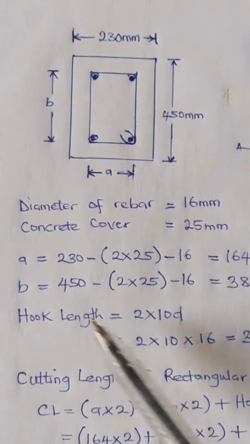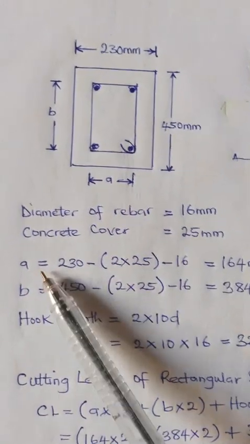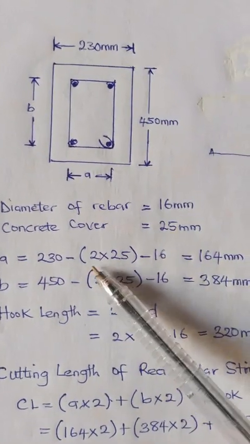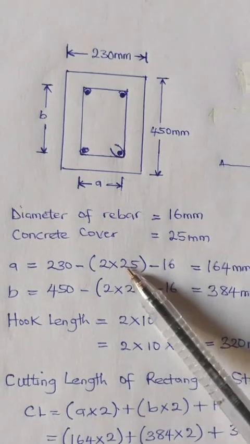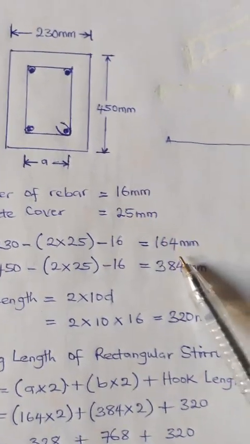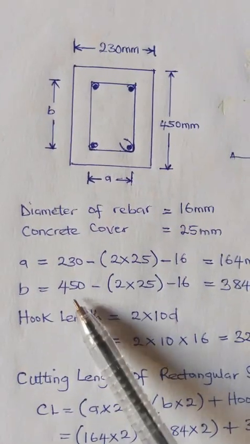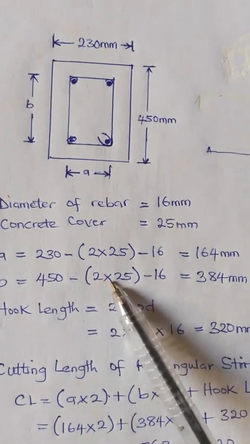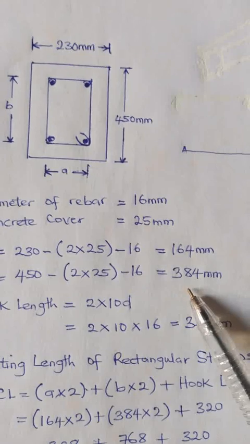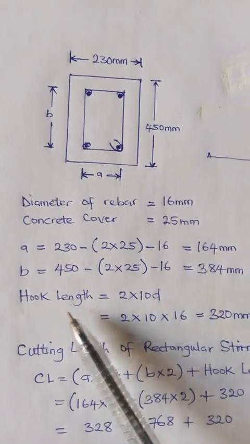All right, the next thing you have to do is to calculate your A, which is unknown. So A will be equal to 230, which is the breadth, minus 2 times 25, where 25 is your concrete cover, minus 16, which is the diameter. So you have 164 millimeter. Then for B, you have 450 minus 2 times 25, which is the concrete cover, minus 16. You have 384 millimeter.